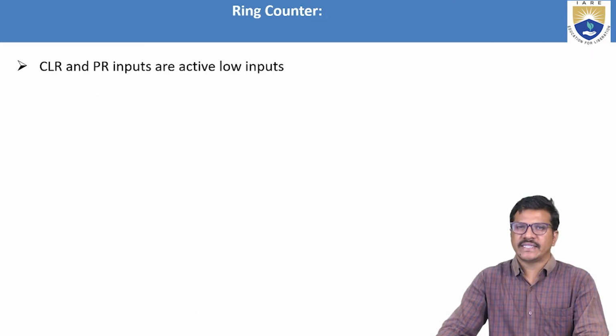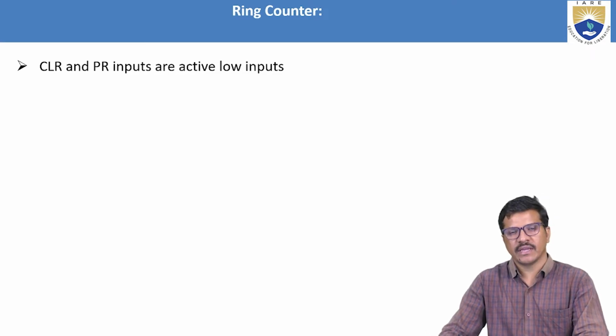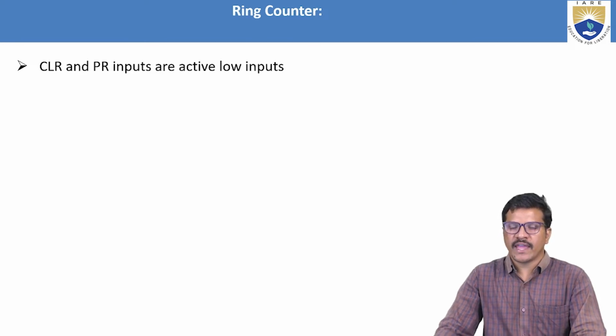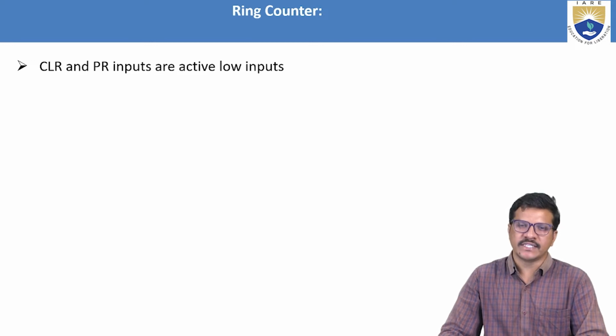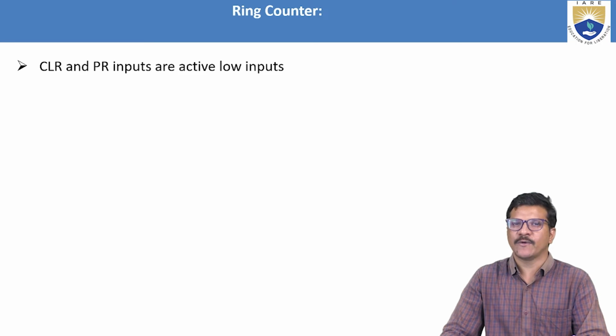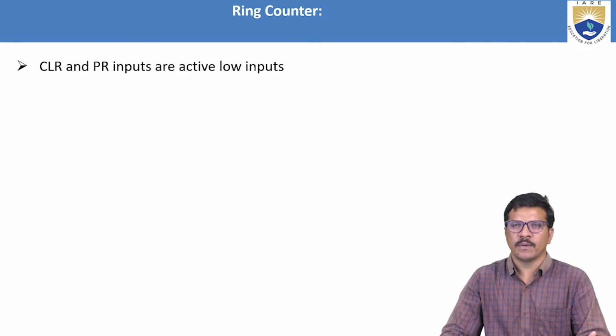So the clear and preset inputs are active low inputs. Active low inputs means whenever we are providing active low inputs like 0, they get enabled. So they are enabled by the input of logic 0. They are disabled by the input of logic 1. That's why they are called active low: active when low input is given. Active high inputs, in the other case, means active when high input is given.